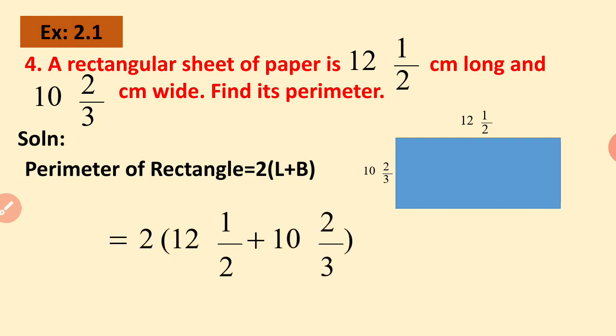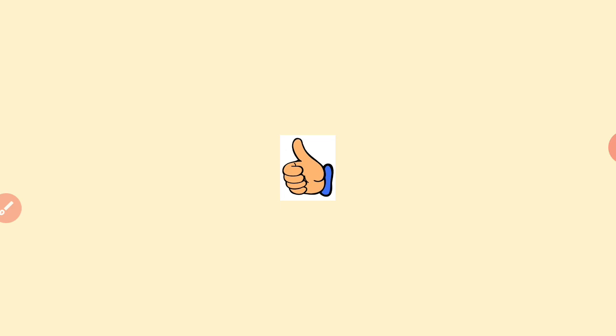Now, the next step became 2 times (12.5 plus 10 2 by 3), wherein length is 12.5, breadth is 10 2 by 3. Now we have to solve this and get the answer. We are going to focus inside the bracket initially. Inside the bracket we have two mixed fractions to be added. So change them into the improper fraction.